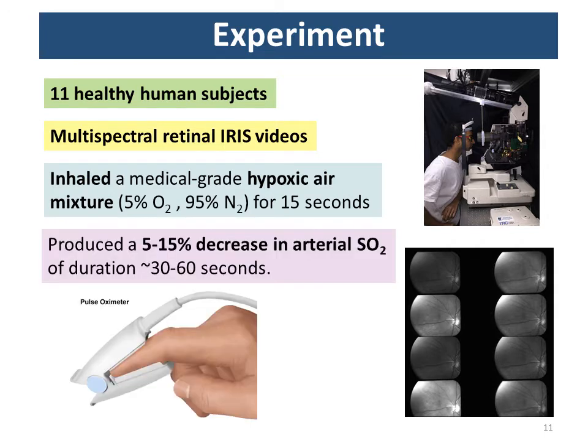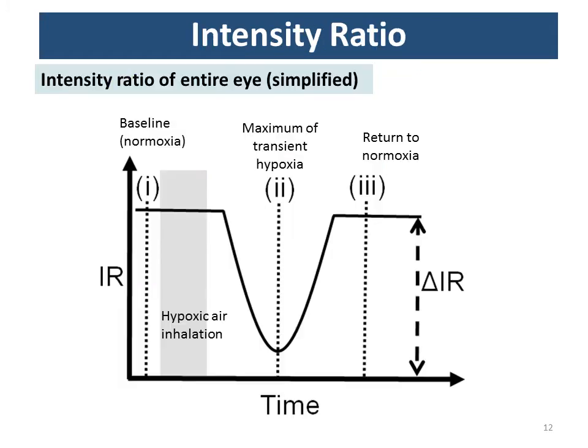So these subjects inhaled this hypoxic air mixture, and this produced a decrease in arterial blood oxygen saturation, as measured by a fingertip pulse oximeter, of between 5 to 15% in subjects, and that lasted for somewhere between 30 to 60 seconds, depending on how fast they inhaled and things like that. The magnitude of the decrease also depends on how well subjects exhaled and then inhaled the mixture, because they're sitting in this crouched position, so their lung capacity is decreased and they're folded over a little bit.